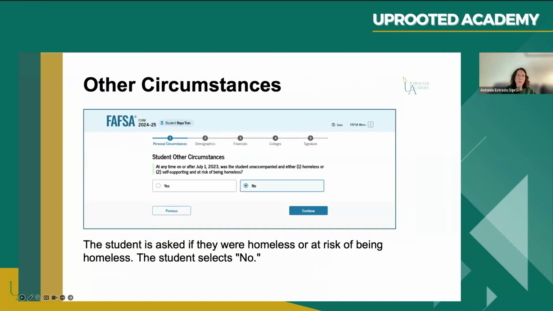The next section has to do with other circumstances. So the student is asked if at any time on or after July 1st, 2023, was a student unaccompanied and either homeless or self-supporting and at risk of being homeless. So if the student answers yes to this question, and they don't have a determination from an individual at an eligible agency, they're considered to be an independent student and will not be required to provide information about their parents on the FAFSA form. They'll be considered provisionally independent and be given a provisional student aid index, but they will need to provide supporting documentation to their school's financial aid office.